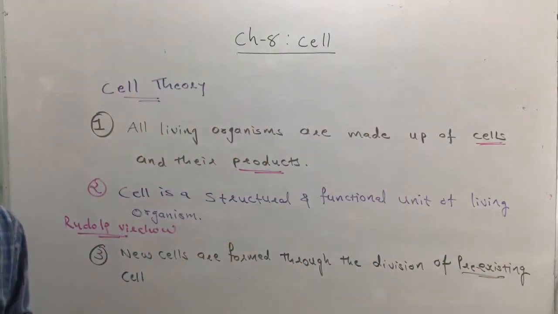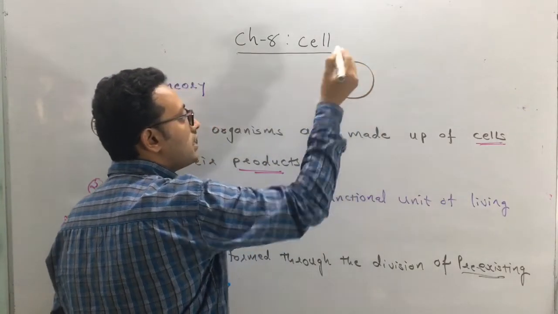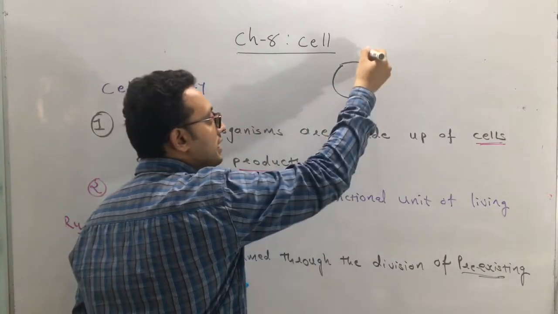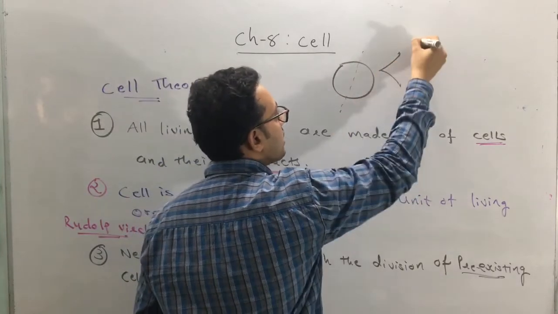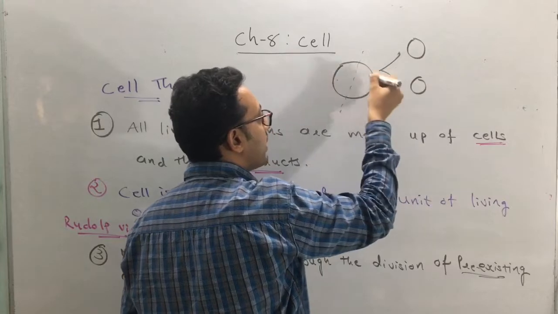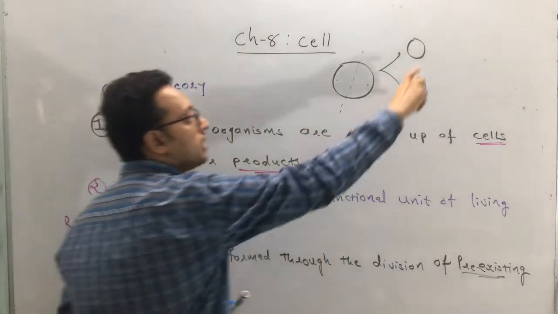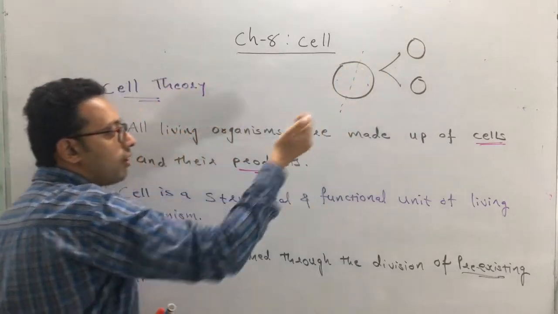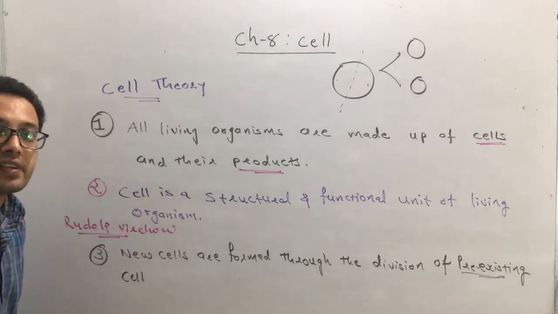The pre-existing cell means the cell which already exists, like this is a cell which exists. This is a pre-existing cell. It divides and two cells are formed, one and two. So here the new cells are formed through the division of a pre-existing cell, that was explained by Rudolf Virchow.